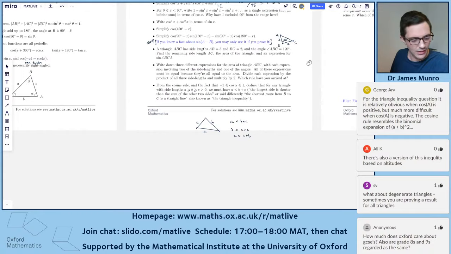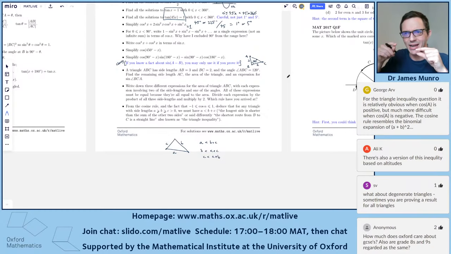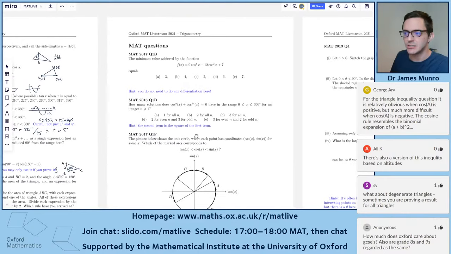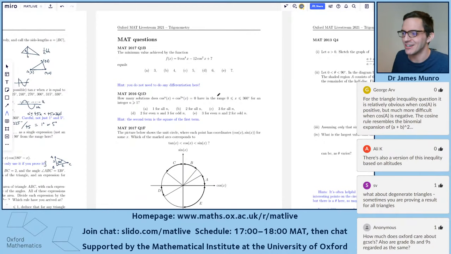Question about chat. SV would like to talk about degenerate triangles. So a degenerate triangle, I think, is one where A is equal to B plus C because the third point is somewhere on the first side. Like three points in a row. Like that. I think that's not a triangle, but I can see how calling it a degenerate triangle might be useful for some applications. In that case, you put more or equal signs into the triangle inequality to say, oh, A could be equal to B plus C.